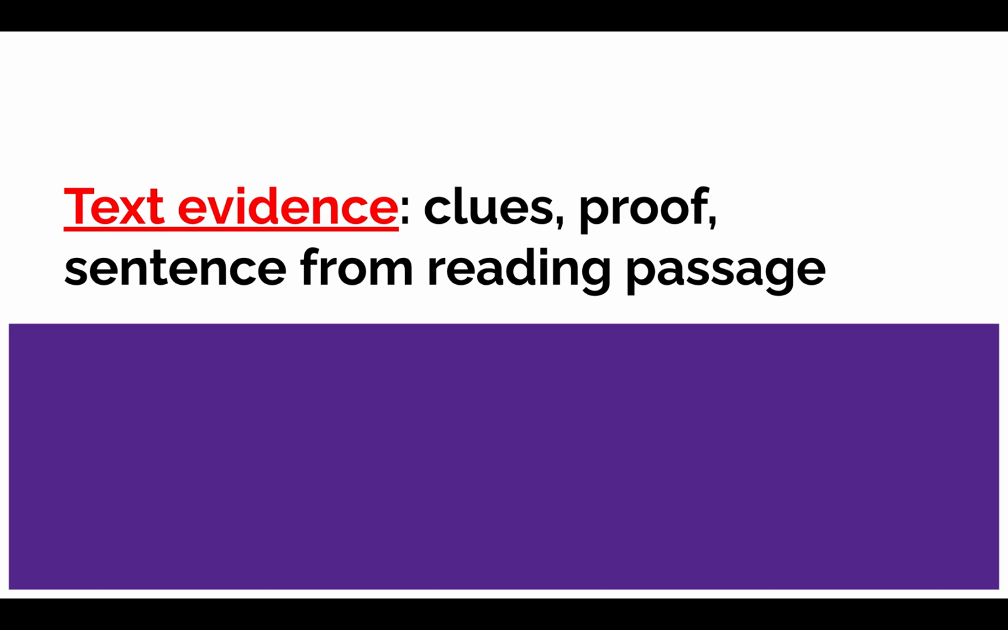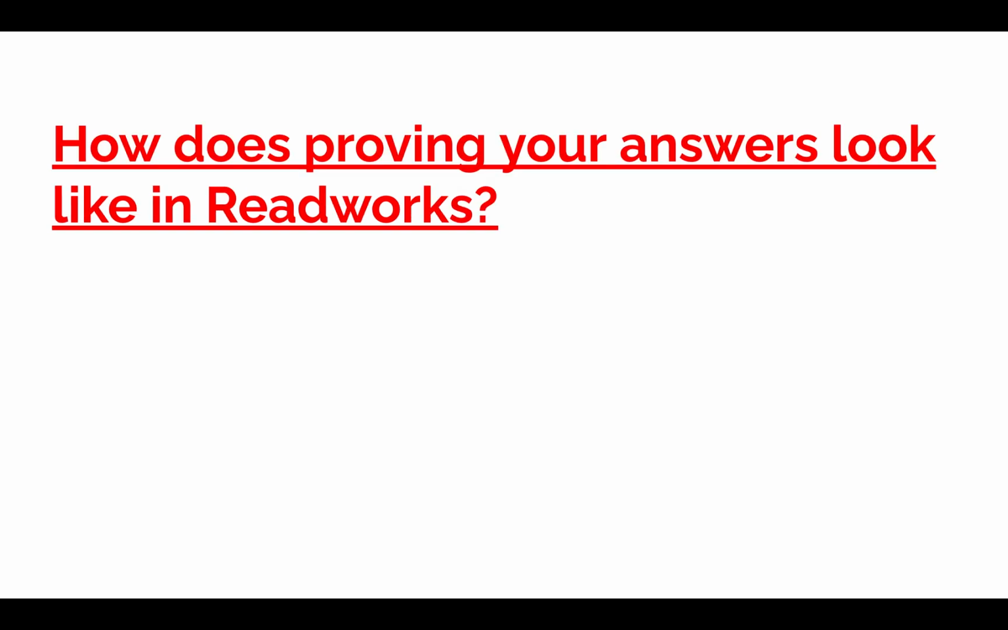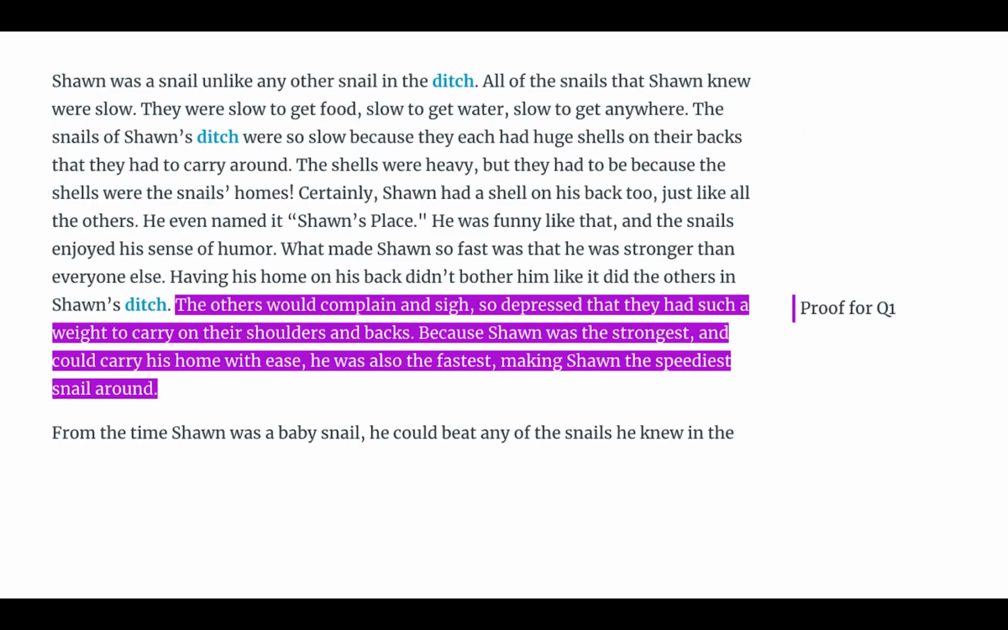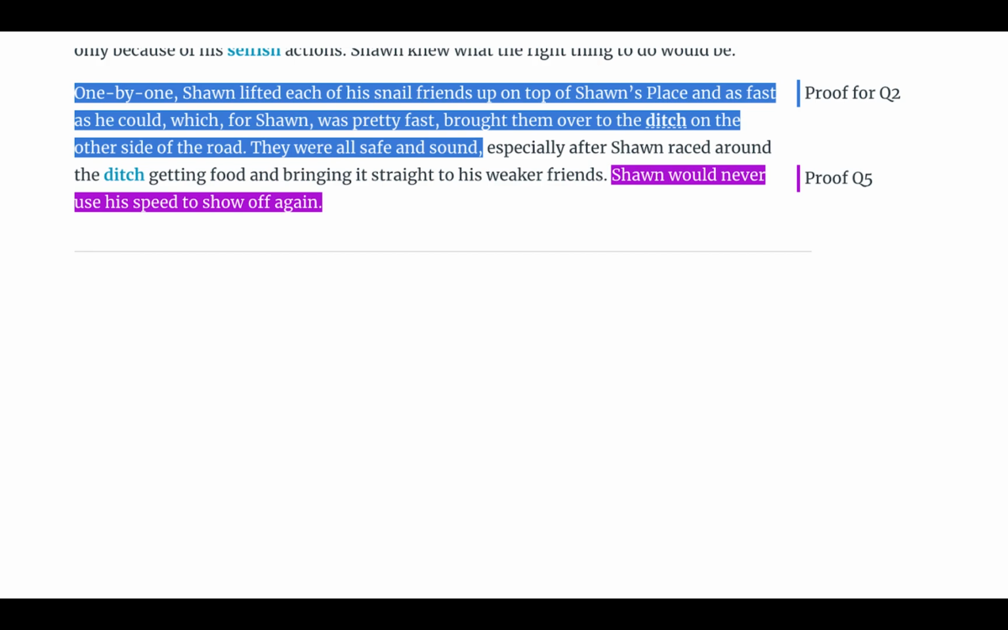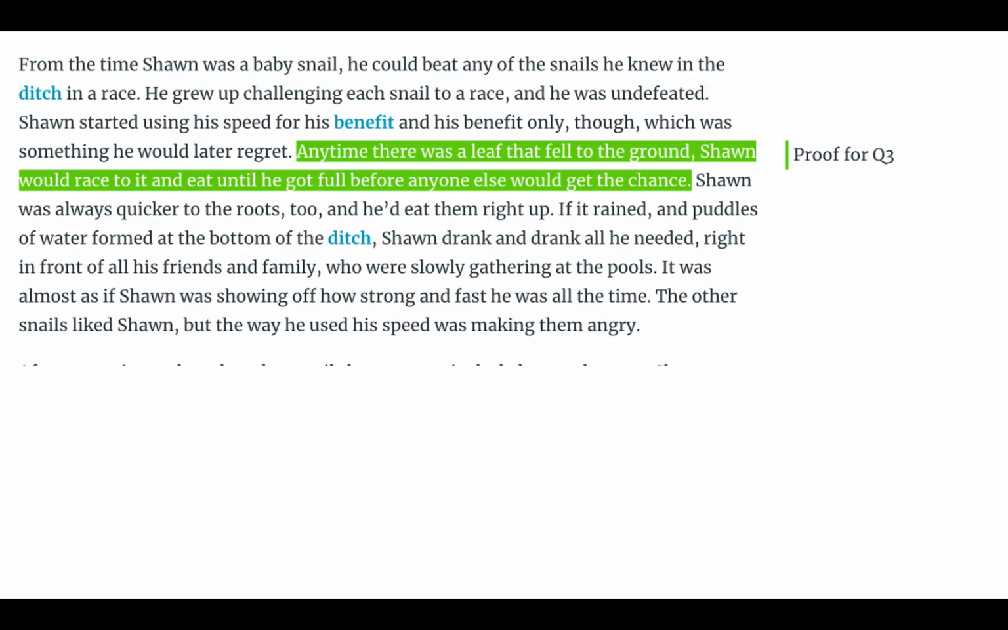The word text evidence means clues, proof, sentence from the reading passage. That's the evidence, confirming and verifying your answer choice. So how does proving your answers look like in Readworks? Last week, we looked at the reading passage, Sean the Snail, and we were able to highlight the sentence from the reading passage that was the evidence, the clue, the proof, and then we wrote proof for Q1, 2, 3, and 4, and 5. The Q stands for question and the number stands for that number question. And we always have to prove our answers, and this is what it looks like.